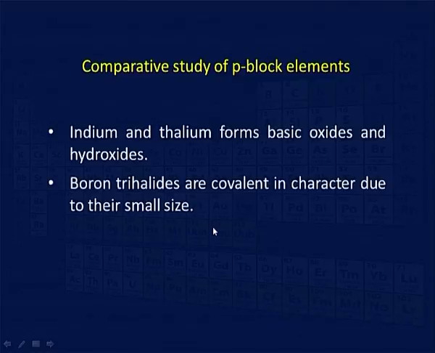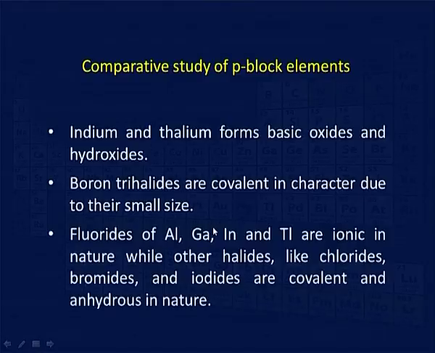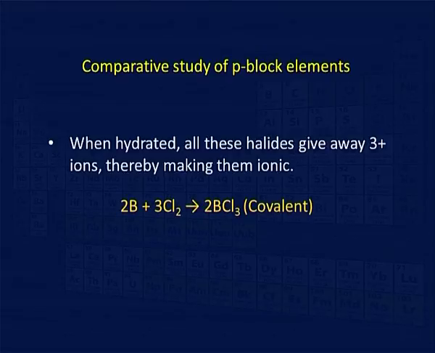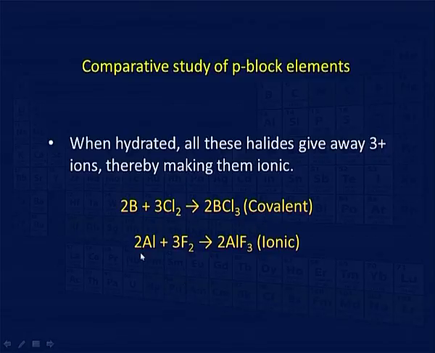Boron trihalides are covalent in character due to their small size. Fluorides of aluminum, gallium, indium and thallium are all ionic in nature, while the other halides like chlorides, bromides and iodides are covalent and anhydrous in nature. When hydrated, all these halides give away +3 ions, thereby making them ionic in nature. This is the presentation for the covalent case: boron reacting with chlorine forms boron trichloride, which is covalent. On the other hand, aluminum reacting with fluorine forms aluminum fluoride, which is ionic. So depending on the element, it may be covalent or ionic.